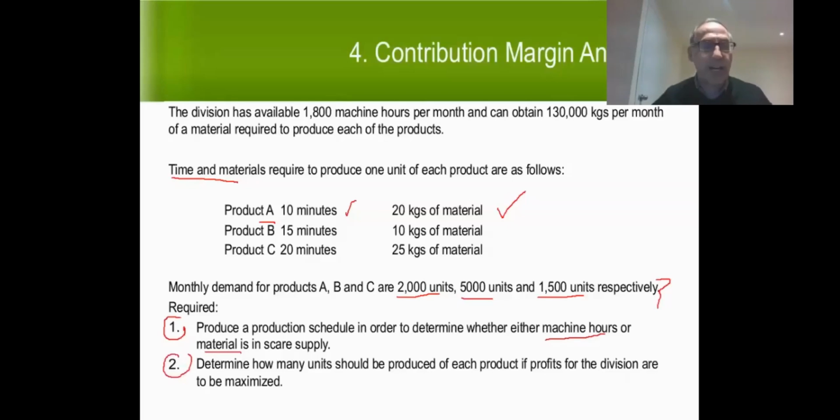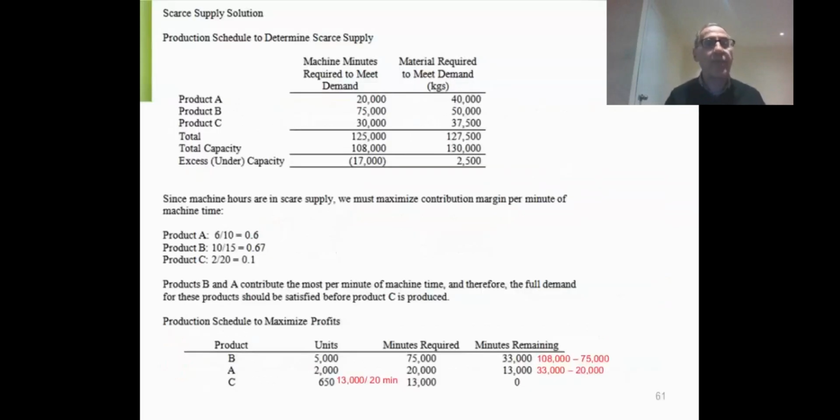So that first question I said, how much should we produce of each product? We can only answer that question after we've done number one, after we figured out what is in scarce supply. So let's take a look, guys. Let's do question one first. This is what I meant by a production schedule.